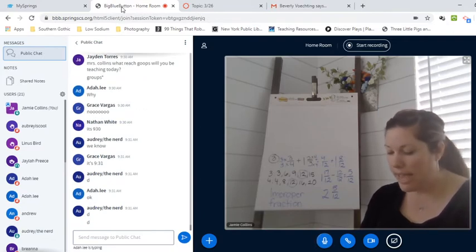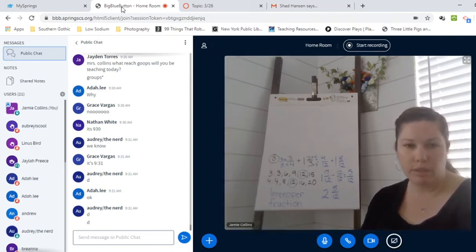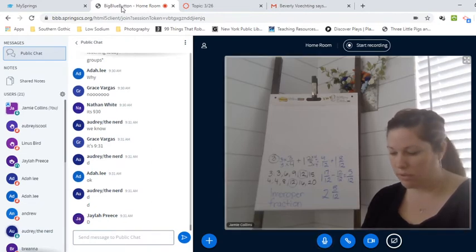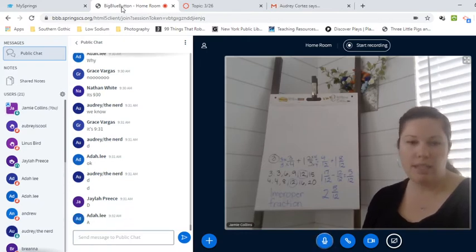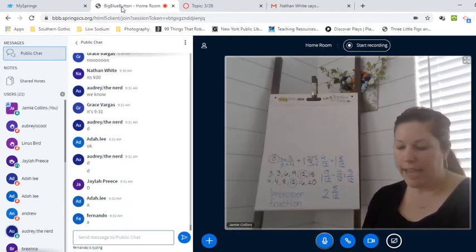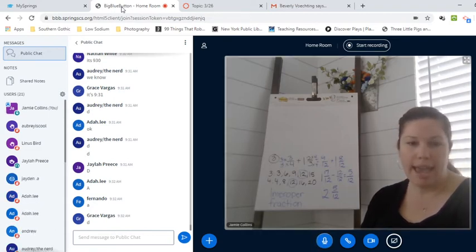Okay, it doesn't make sense. So Audrey says D. Well, if you do 8 times 3, doesn't that equal 24, Audrey? Yeah, but it still would be 24 on the bottom. Your denominator could be 24. So that's why that's not D. Okay, so then A. Ada says A. Why A? Fernando says A too. So why A?